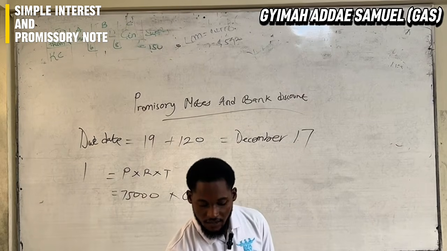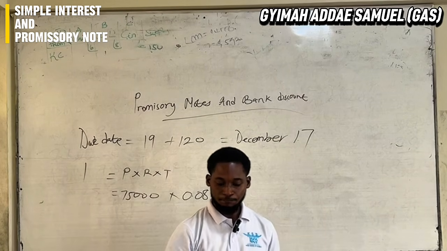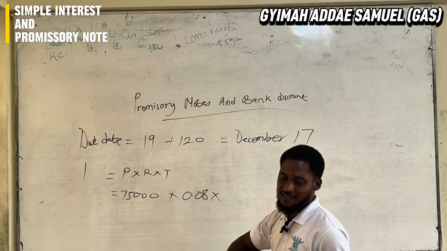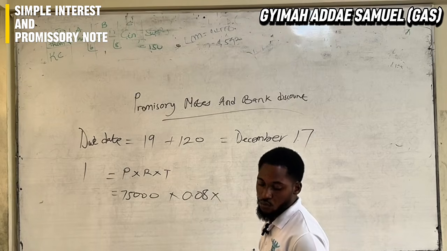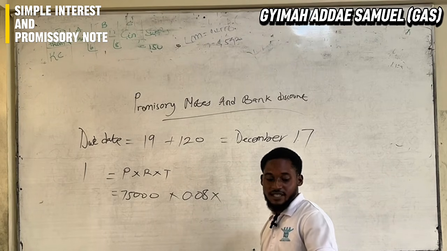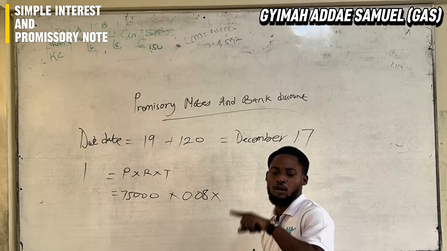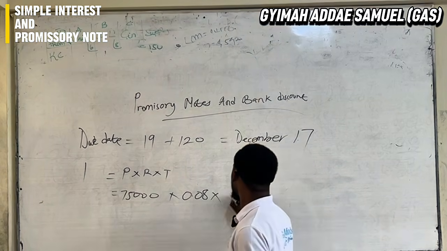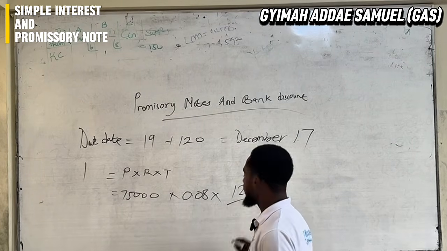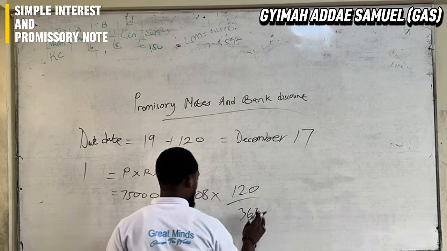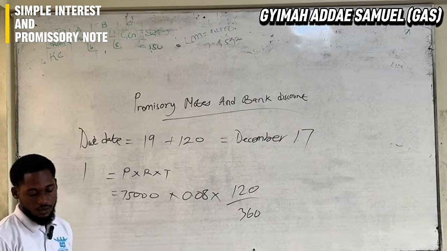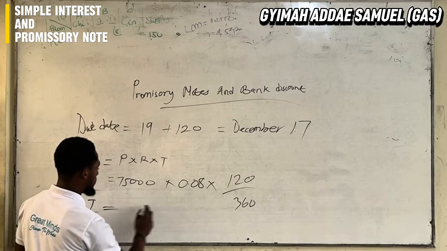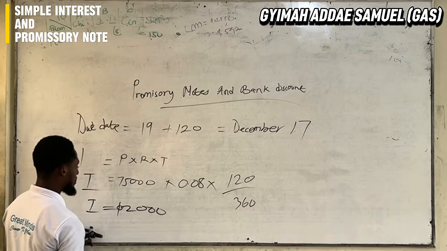And now it says in return, KPH gives the company a 120-day promissory note. So the time frame was 120. The question also stated an ordinary simple interest rate. So you write your 120 here and you divide it by 360, because we are dealing with ordinary. So now we compute our interest and we are getting 2,000 Ghana cedis.